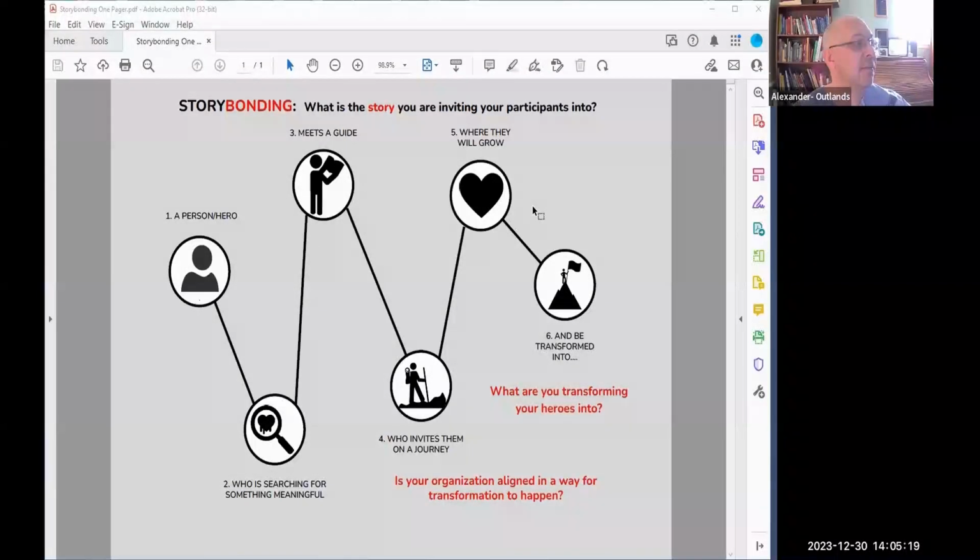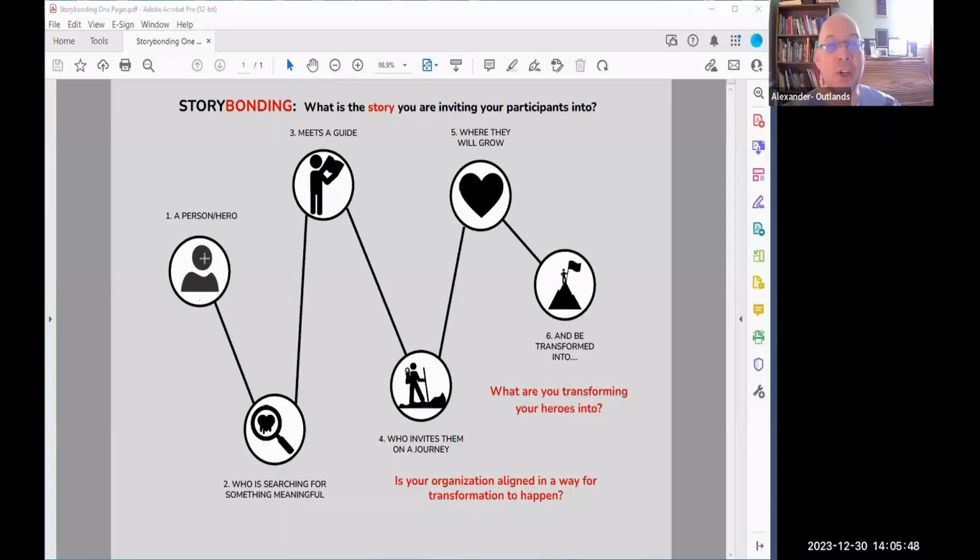There are 6 parts to this Storybonding script, or the hero's journey, right? There is, number one, your hero. And really the overarching question is, what is the story you want to invite people into? So the first thing is the hero, right? A lot of organizations present themselves as the hero. As we know, though, it's really the participants that you're inviting into your story. And I like to say that the SCA is in the hero business, right? We have such a great story that we can invite people into as far as all the things that we do. But there are many different kinds of heroes within our organization.